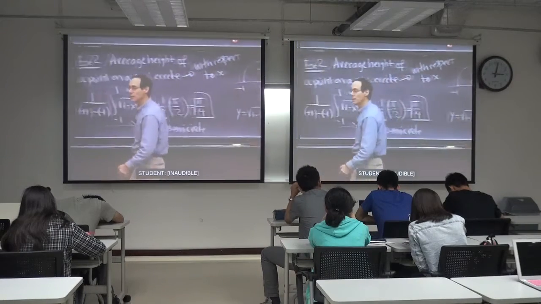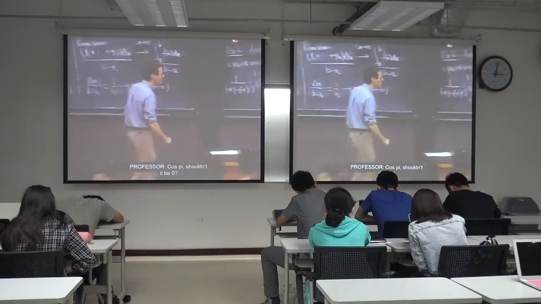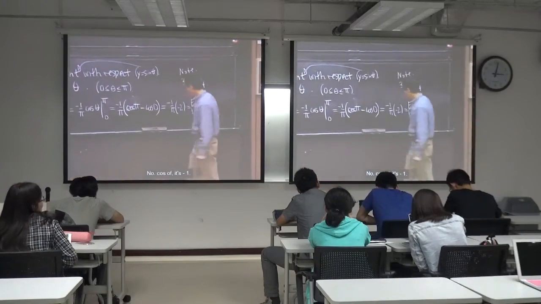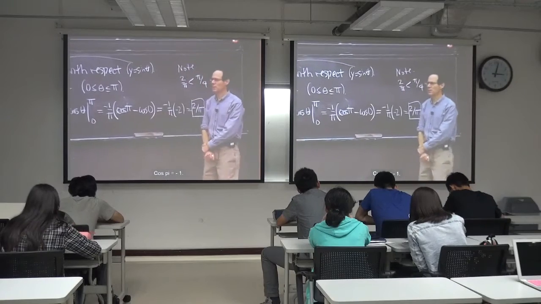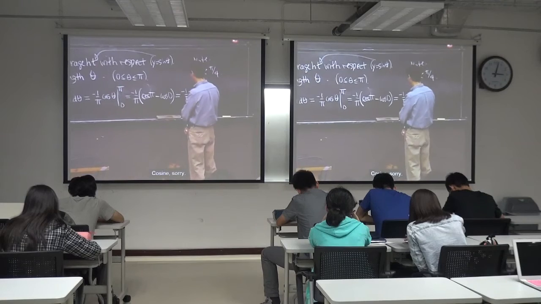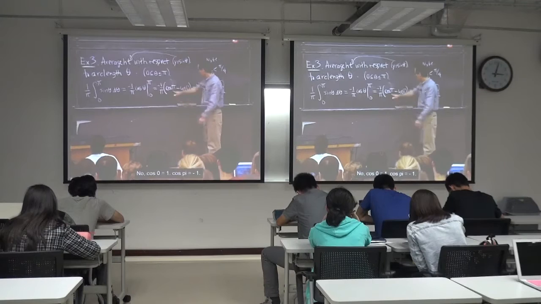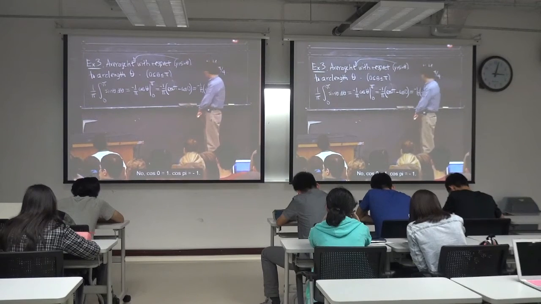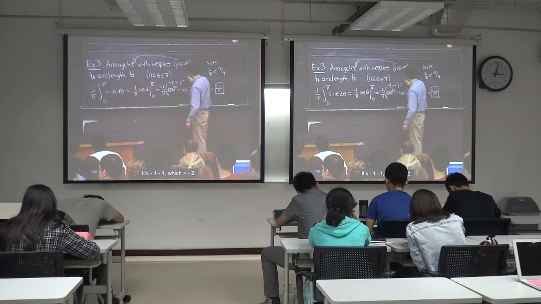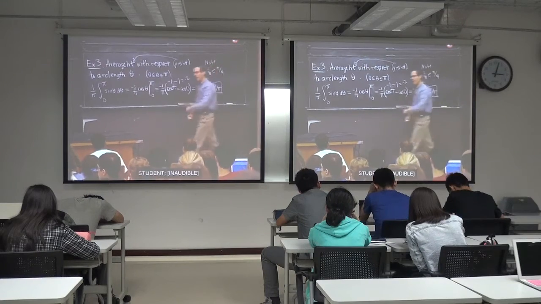Another question. Cosine of pi, shouldn't it be 0? No, cosine of pi is -1. Sorry. Yeah, no, cosine of 0 is 1. Cosine of pi is -1. And so they cancel. That is, they don't cancel. It's -1, -1, which is -2. Key point.